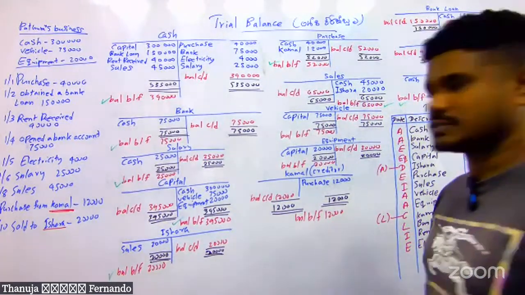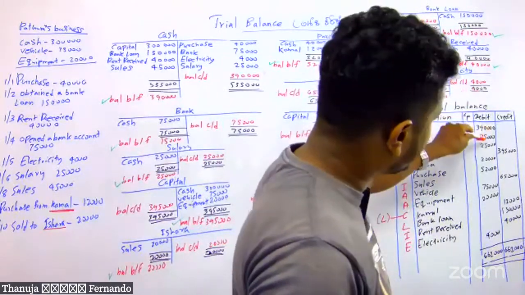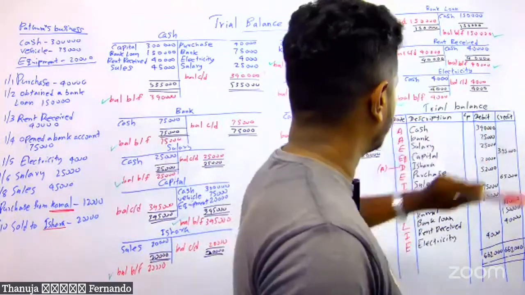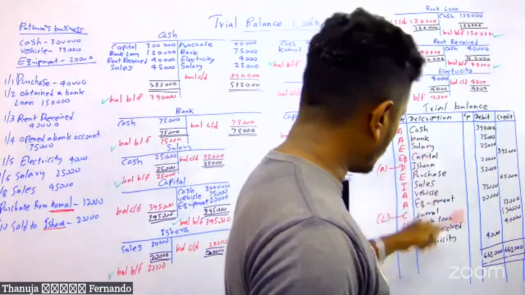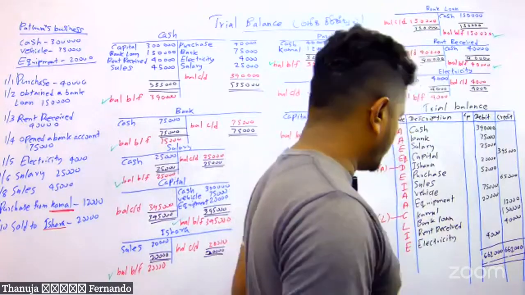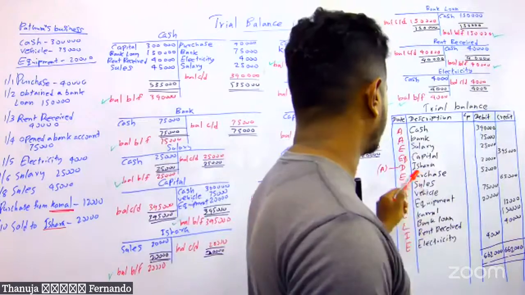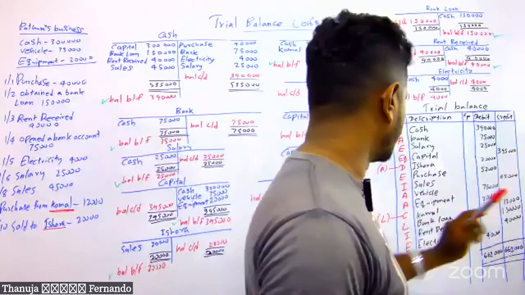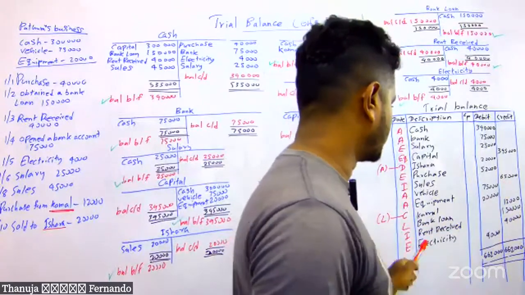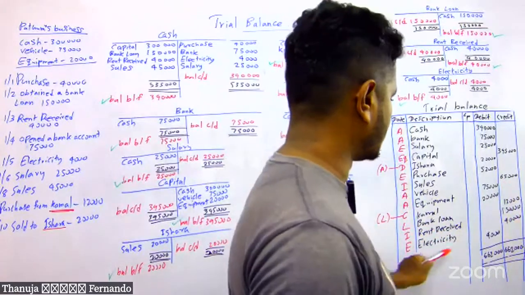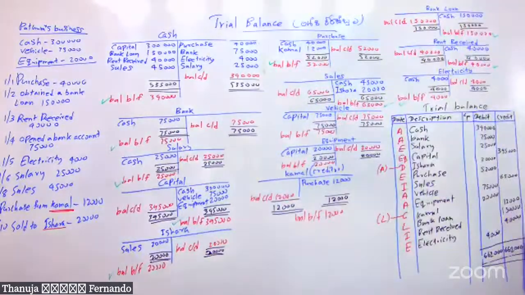Look at these. All the assets and expenses balances are on the debit side. Cash, debit. Bank, debit. Salary, expense, debit. And all the equities, liabilities, and income accounts are on the credit side. Capital, credit. Sales, credit. Kamal, creditor, credit. Bank loan, credit. Rent received, income, credit. And electricity, debit. Equipment, debit. Vehicle, debit. Right? I think you have an idea about it.